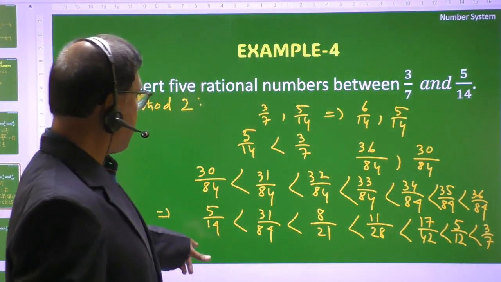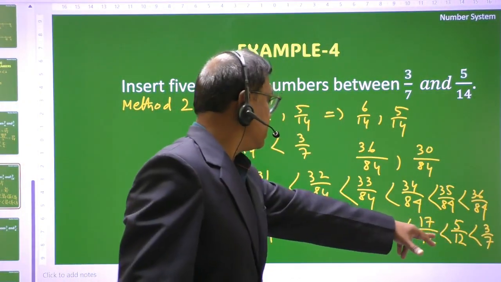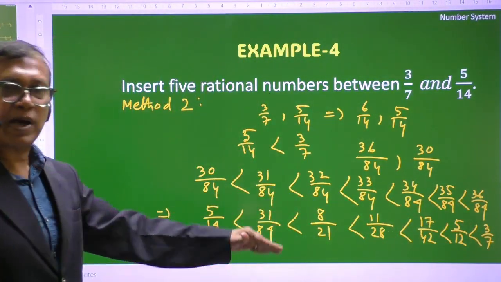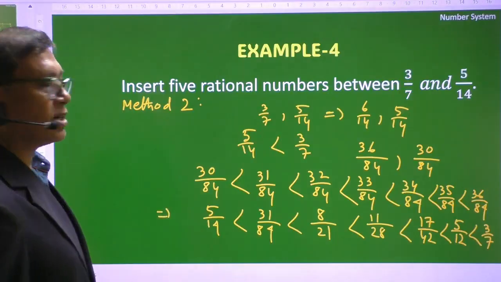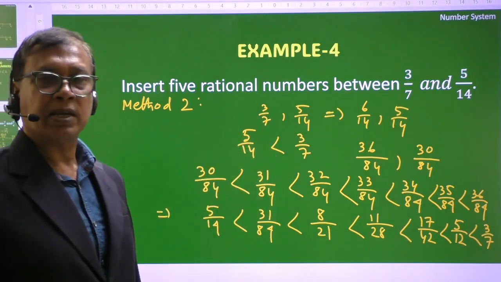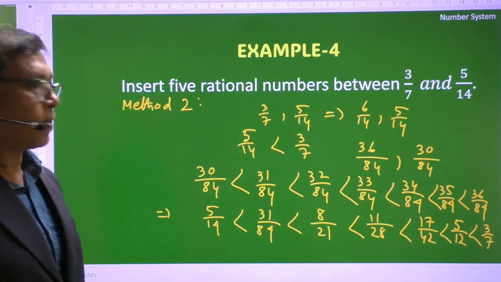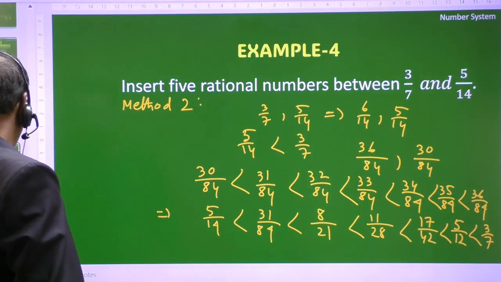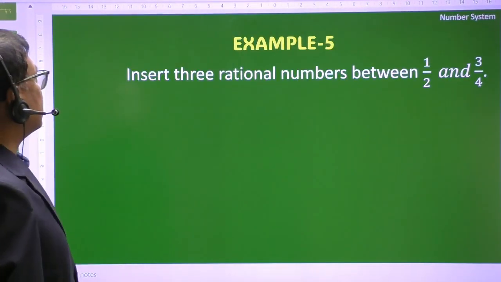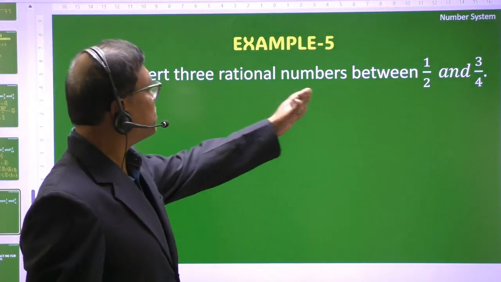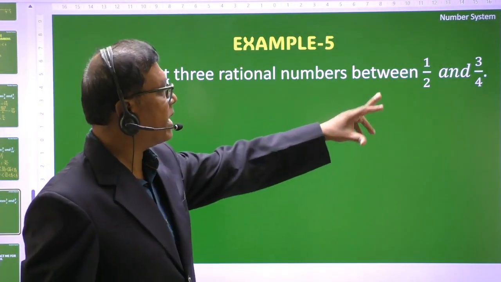So between 5 by 14 and 3 by 7, these 5 rational numbers are inserted. See how easily we can insert by this process. Yes or no? Now example number 5. We have to insert 3 rational numbers between half and 3 by 4.